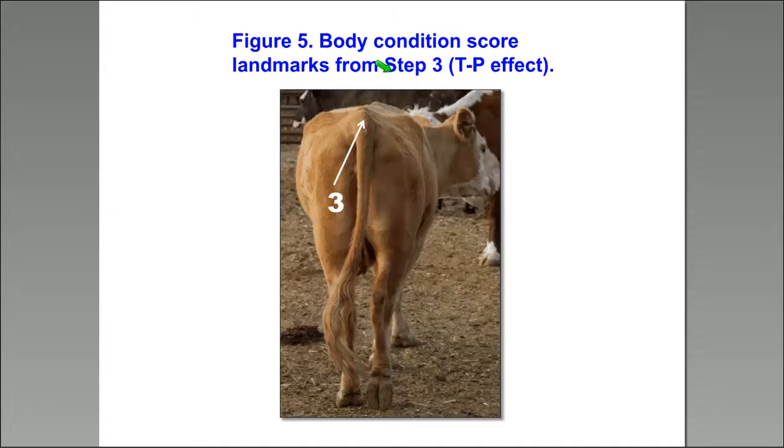Next, we're going to look at what we call the TP effect. And that's looking at them from the back over the tail head. If you're seeing a very sharp angle here, like the shape of a TP, that's going to be lower body condition. If it's more flattened out and you can't see that TP, then that's going to be an animal that's in higher body condition.